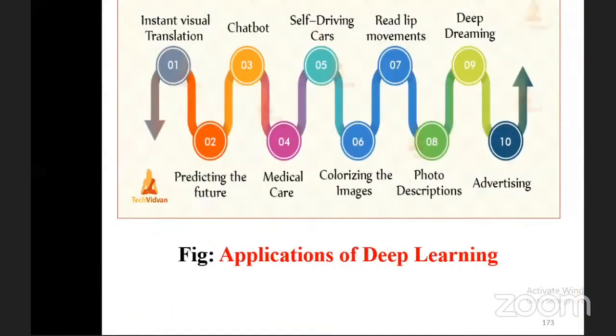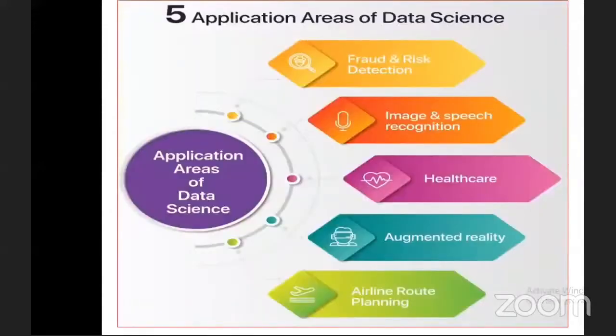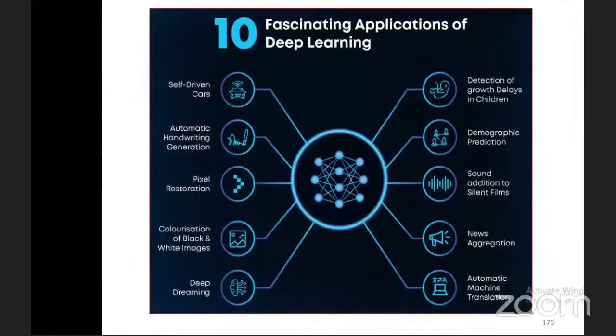And what are the major applications of Python? Deep learning, especially instant visual translation, predicting the future, chatbots, medical, self-driving cars, reading lip movements, photo description, colorizing images, medical care, and advertising. So many applications are there. Five application areas are presented: fraud and risk detection, image and speech recognition, healthcare analytics, augmented reality, and airline route planning. These are the top 10 fascinating applications of deep learning.